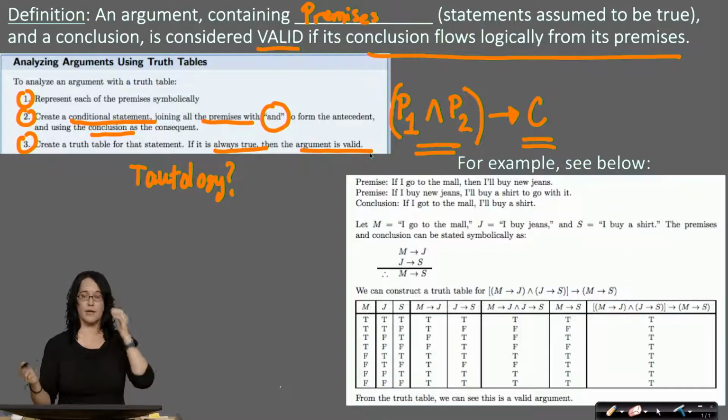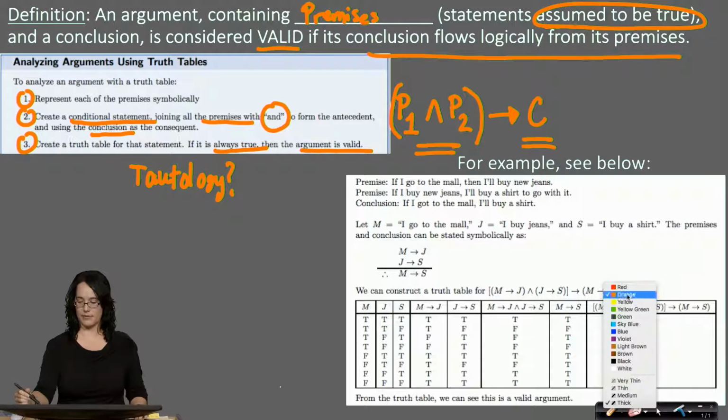Now, we'll talk more in later videos and toward the end of this video about what happens if your premises weren't true to begin with. But right now, we are assuming your premises to be true. Okay? So let's take a look at the example that's on this same slide.